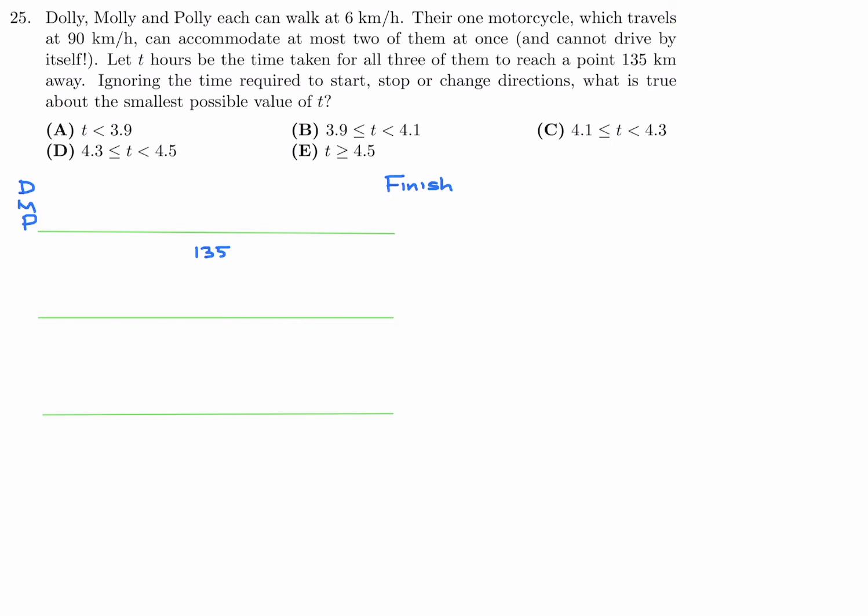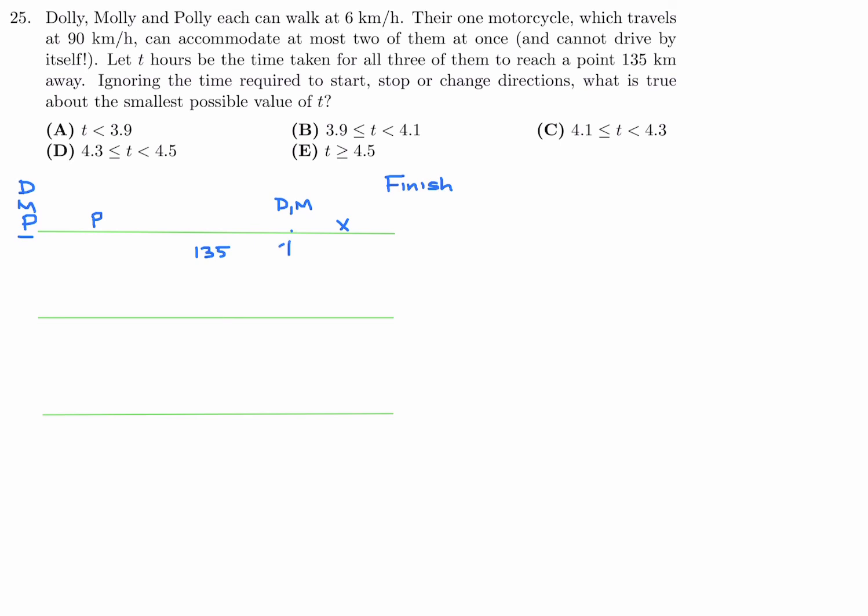First, 2 of them, let's say Dolly and Molly, get on a motorbike, and they go all the way to a certain point. So D and M arrive here. Meanwhile, Polly is walking. So Polly is not staying here. She's walking. So she's somewhere around here. Okay? Now, at this point, we don't know any of these distances. So I'm just going to label this distance X. It's the distance from that point to the finish.